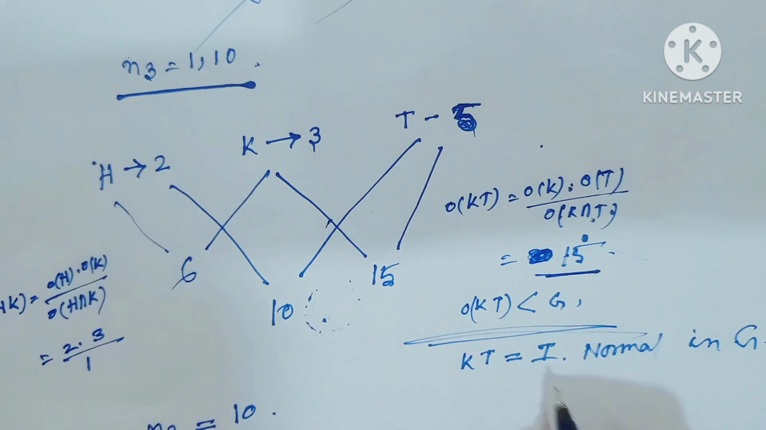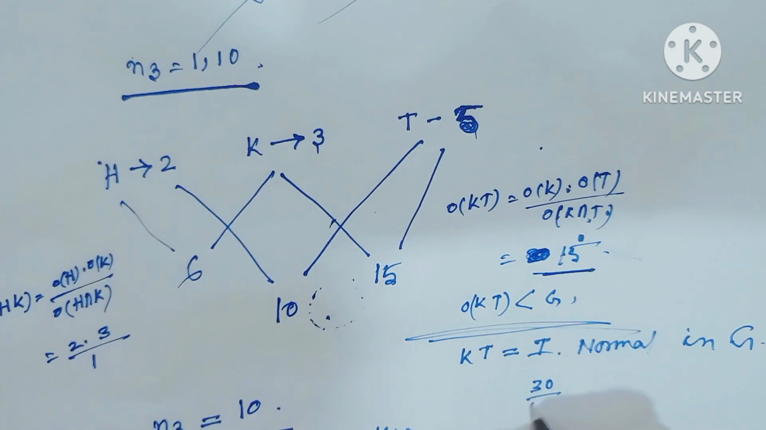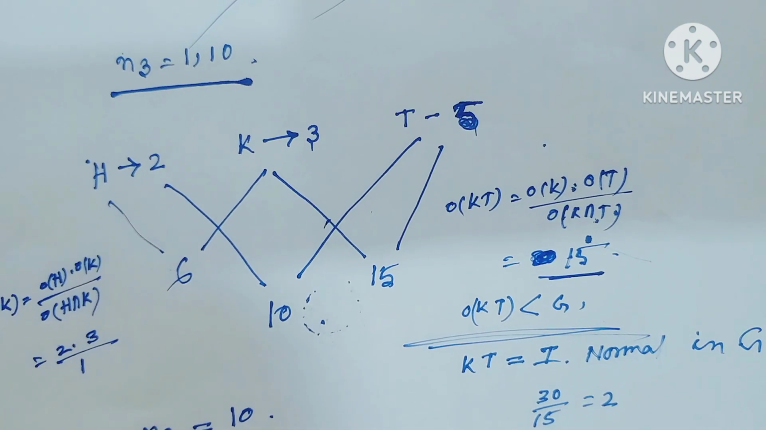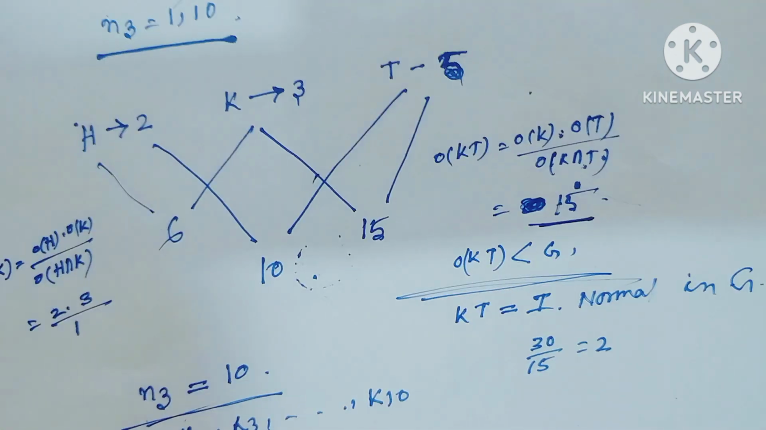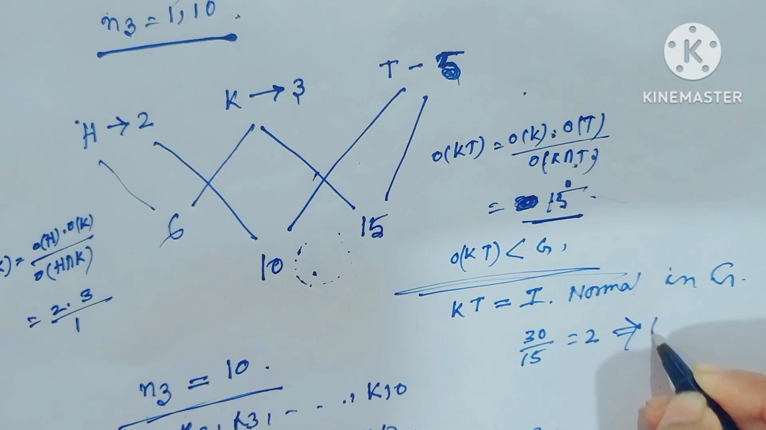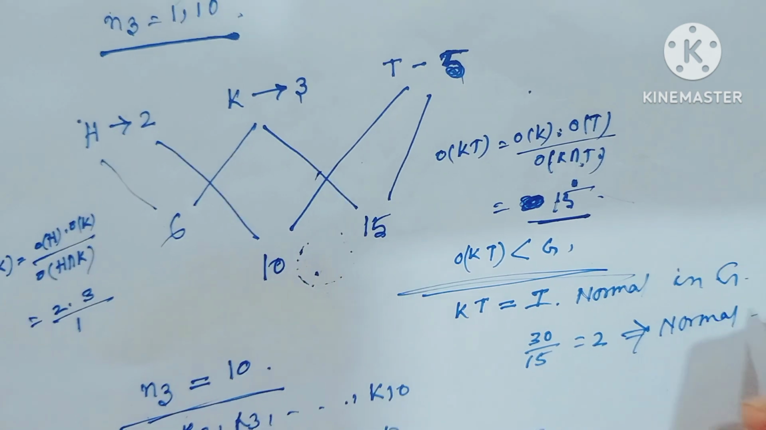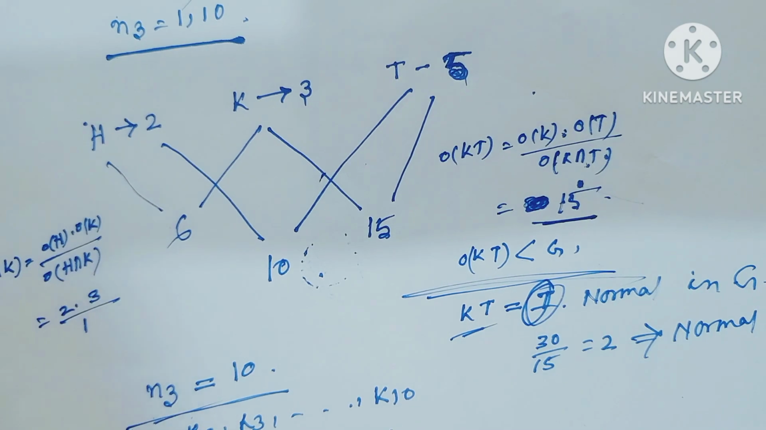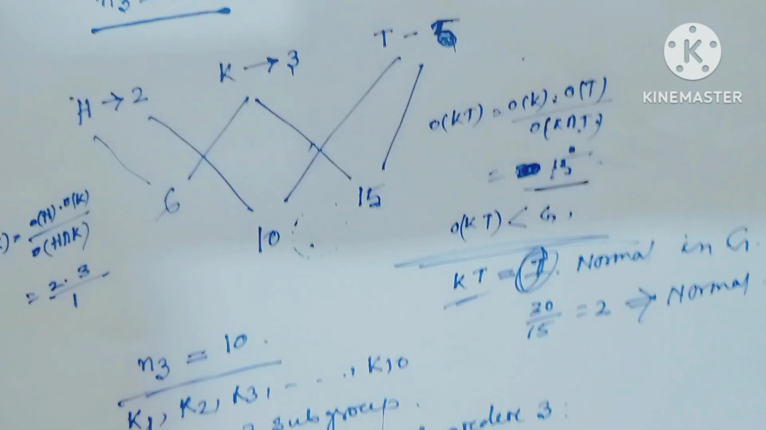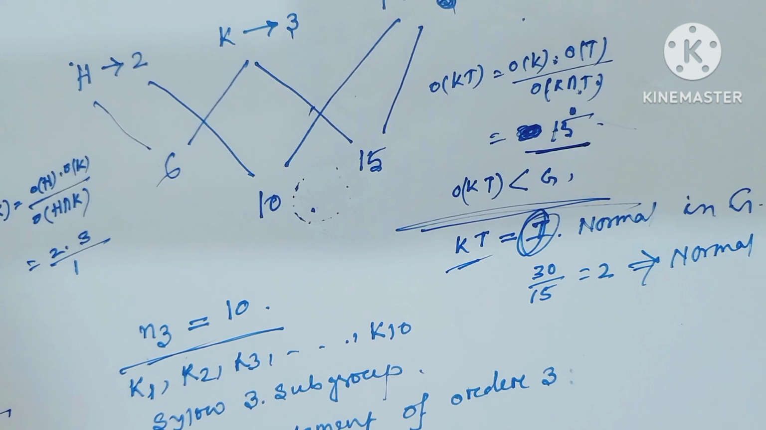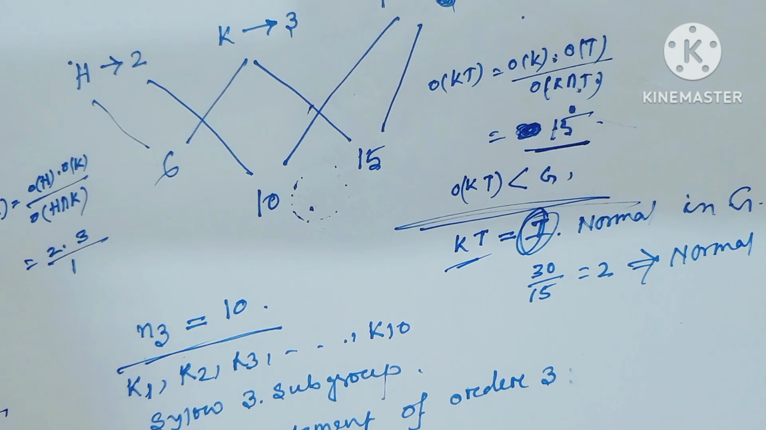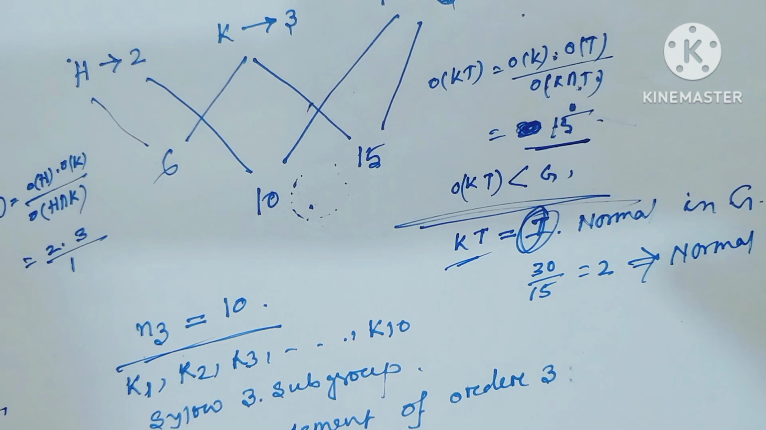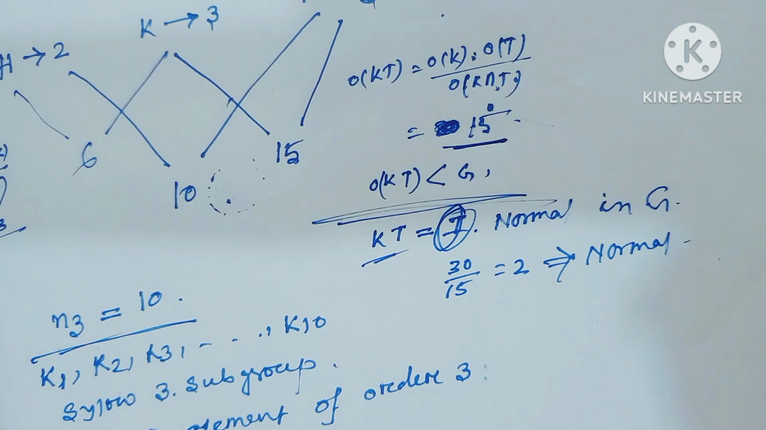So 30 over 15 means 2. Since here the index is 2, we all know that when the index is 2, the subgroup is normal. So if KT equals, consider this is I, so I is also normal in the group G. That means KT, which I have considered as I, is also normal in this group G.